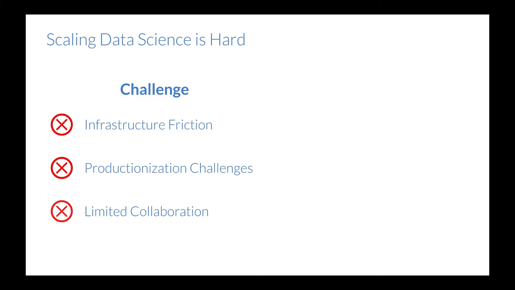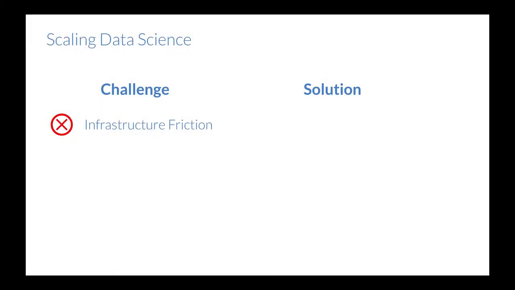What you'll see in this demo is how Domino addresses all three of these challenges with a centralized open platform. Now let me show you how Domino works to turbocharge your data science teams. To solve the first challenge of infrastructure friction, Domino automates all of the DevOps tasks required for research and deployment of data science work. This includes provisioning elastic compute resources and managing self-serve sandboxes with different tools and software.